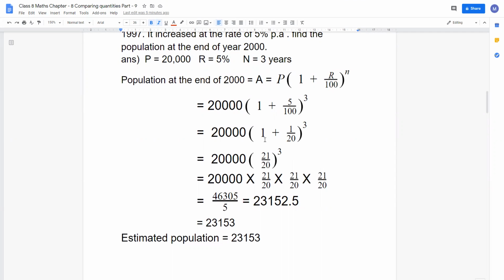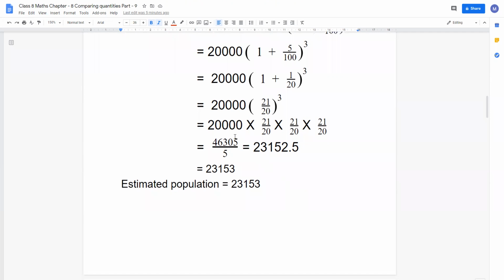Now inside the bracket, simplifying, 1 and 1 upon 20 can be written as an improper fraction as 21 upon 20. 1 twenties are 20, plus 1, so 21 upon 20. So 20,000 multiplied by 21 upon 20 the whole cube. Now this factor we have to multiply 3 times with 20,000. So 20,000 multiplied by 21 upon 20 multiplied by 21 upon 20 multiplied by 21 upon 20. Now calculating, here 3 zeros can be cut with 20, and 2 also can be cut very easily with this number, and then finally 21 into 21 into 21 multiplied 3 times, and 1 will be left. Then multiplying you will get the numerator 46,305 and in the denominator 5 will be left after cutting.